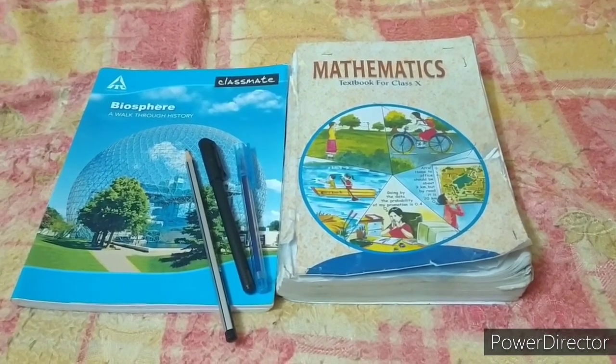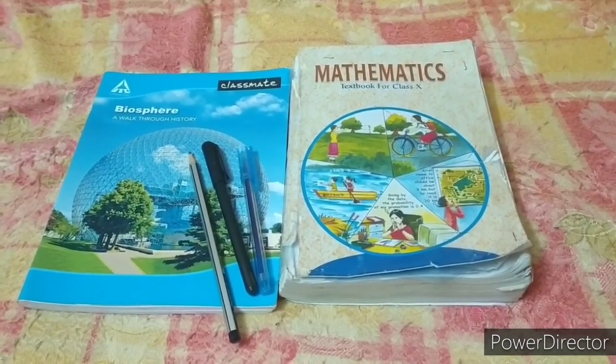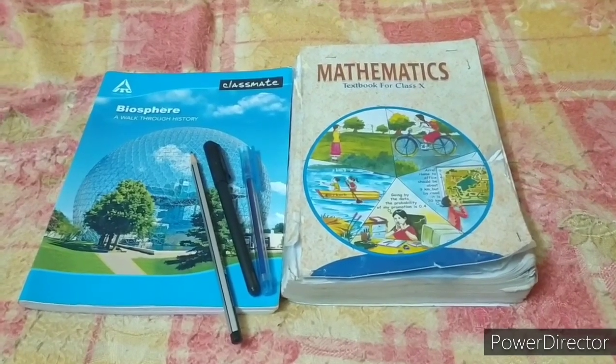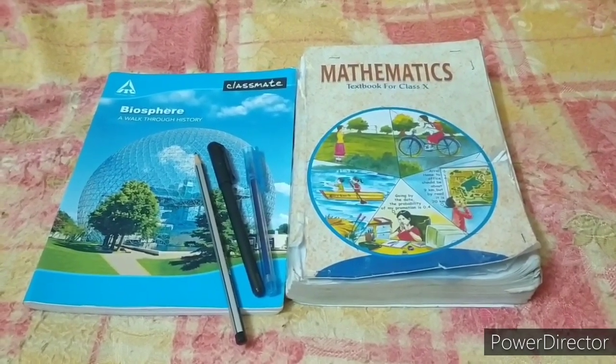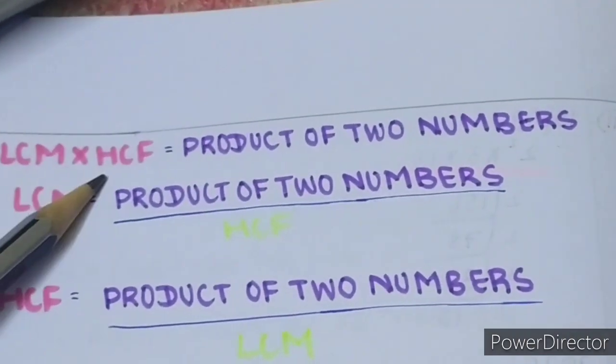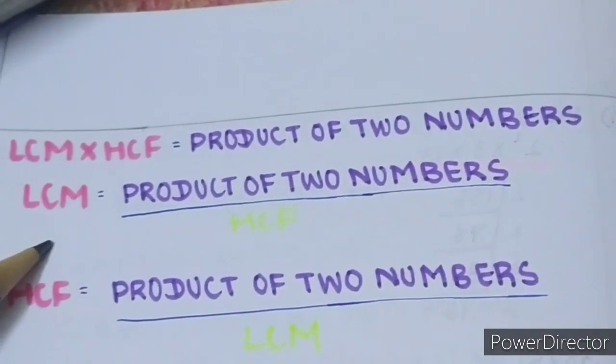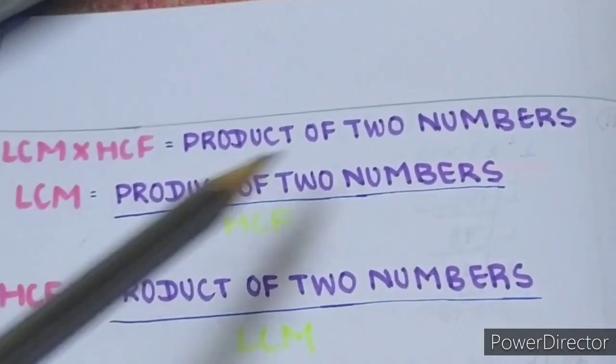Today, let us continue with the second question of exercise 1.2. But before solving the second question of exercise 1.2, we need to know an important formula. Let's see what it is. The important formula is LCM into HCF is equal to product of two numbers. Solving it further, we get LCM is equal to product of two numbers divided by HCF.